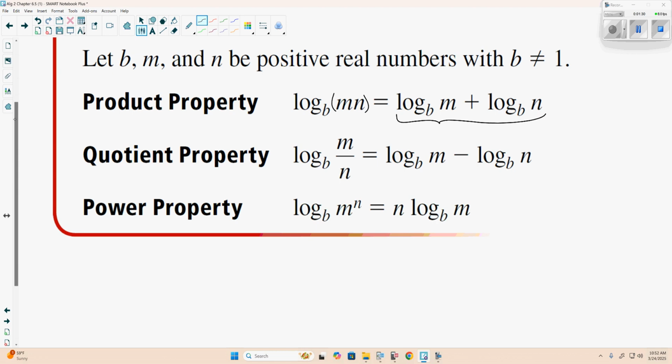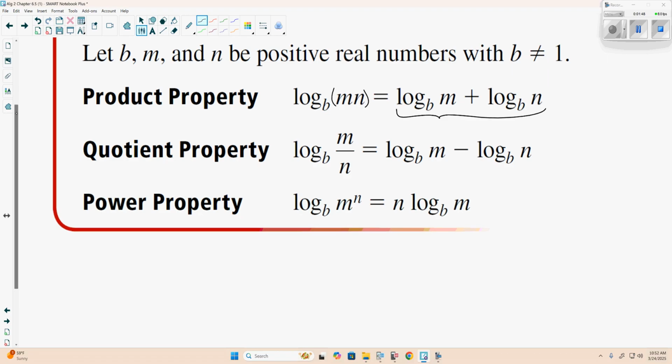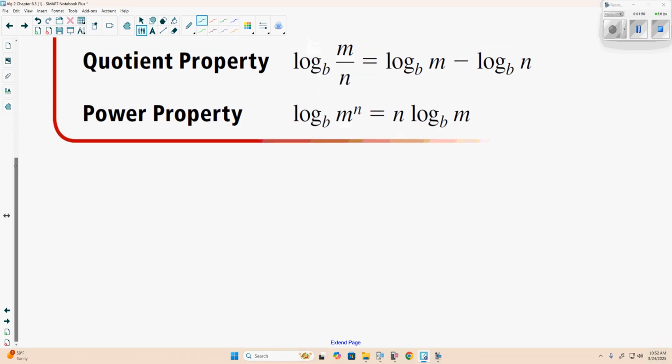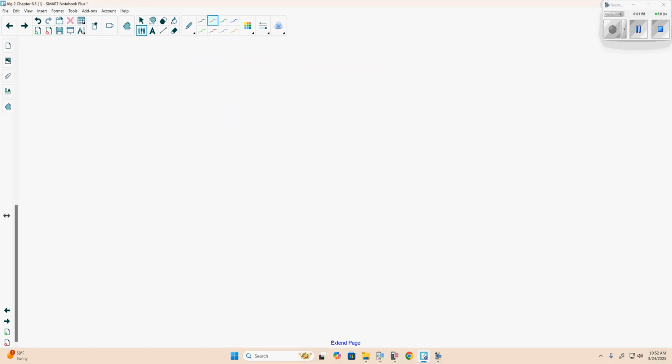And last one's our power property, which states if there's an exponent inside the log, we can move it to the front and have it being multiplied. So log base b of m to the n is the same as n times log base b of m.